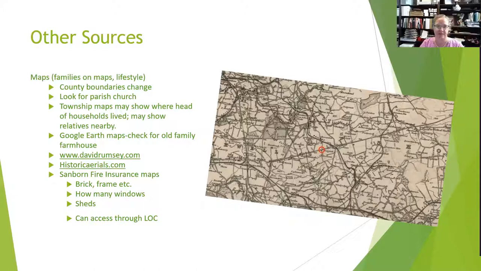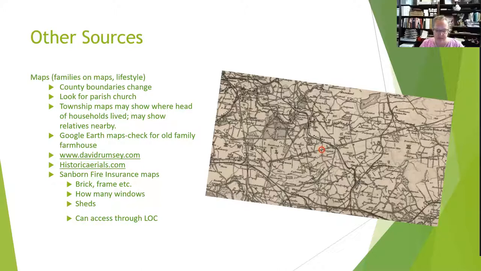Two places to play around on are davidrumsey.com, the David Rumsey collection, which has been around for more than 30 years. They've got about 150,000 maps on their website. The focus is on rare 16th to 21st century maps from North and South America, although they do have European, Asian, and others. Sometimes you can find something and figure out where your family's homestead or farm was.